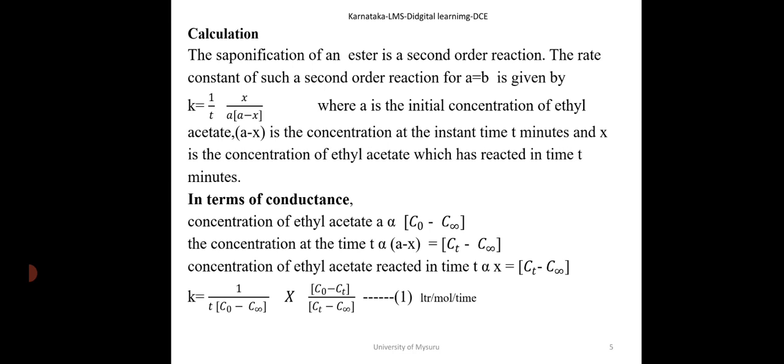In terms of conductance, concentration of ethyl acetate, that is a, is proportional to C0 minus C infinity. Concentration at the time t is proportional to a minus x, that is equal to Ct minus C infinity. Concentration of ethyl acetate reacted in time t is proportional to x, that is equal to C0 minus Ct. Substituting all these in the main equation, we get K is equal to 1 divided by t into C0 minus Ct divided by C0 minus C infinity into Ct minus C infinity. Call this equation 1.